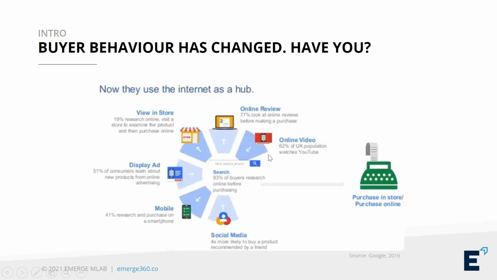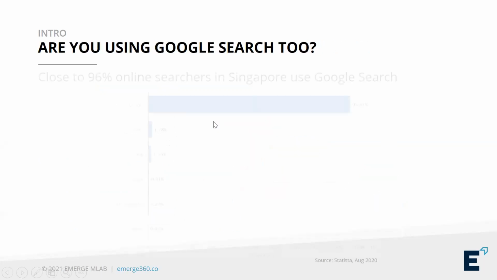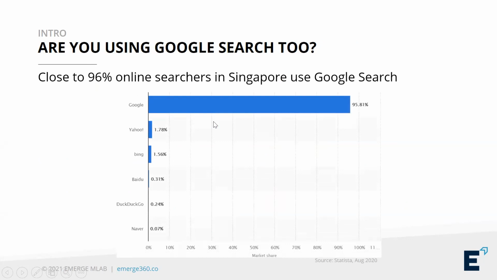Right, so this study is a little bit dated. But it shows that 93% of buyers research online before they purchase, right? And almost all of these online searches are done using Google search, right? Which this graph will show. This is a survey done in Singapore. So almost all of us are using the Google search engine in Singapore.